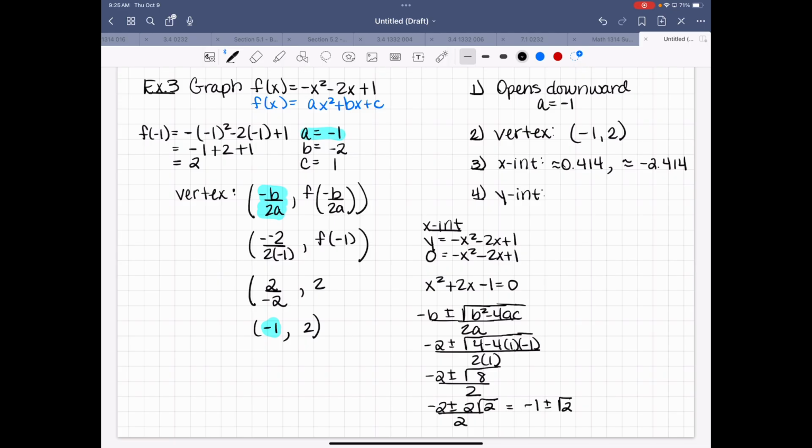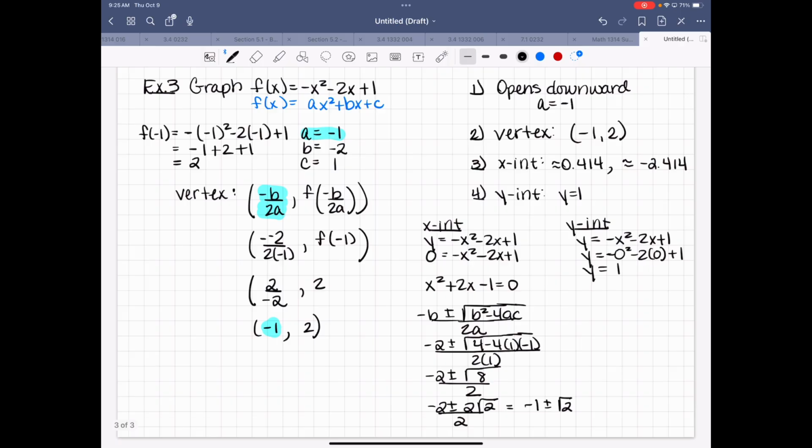All right. Let's try to find a y-intercept. So for the y-intercept, I've got y equals negative x squared minus 2x plus 1. I'm making x 0. That's real friendly. So that negative 0 squared didn't do anything to me. 0 plus 1. So I've got a y-intercept of 1 is my y-intercept.